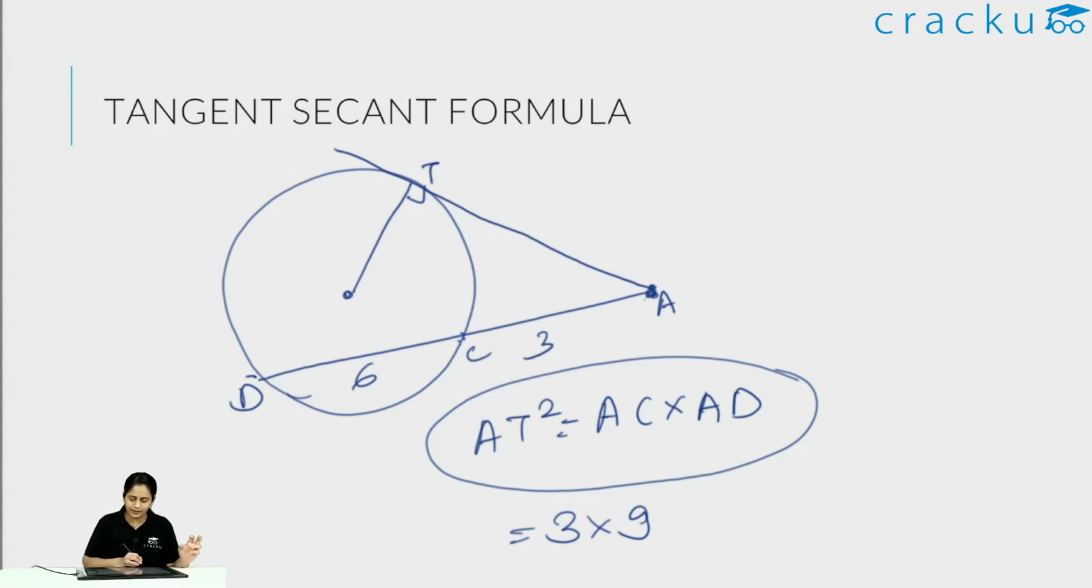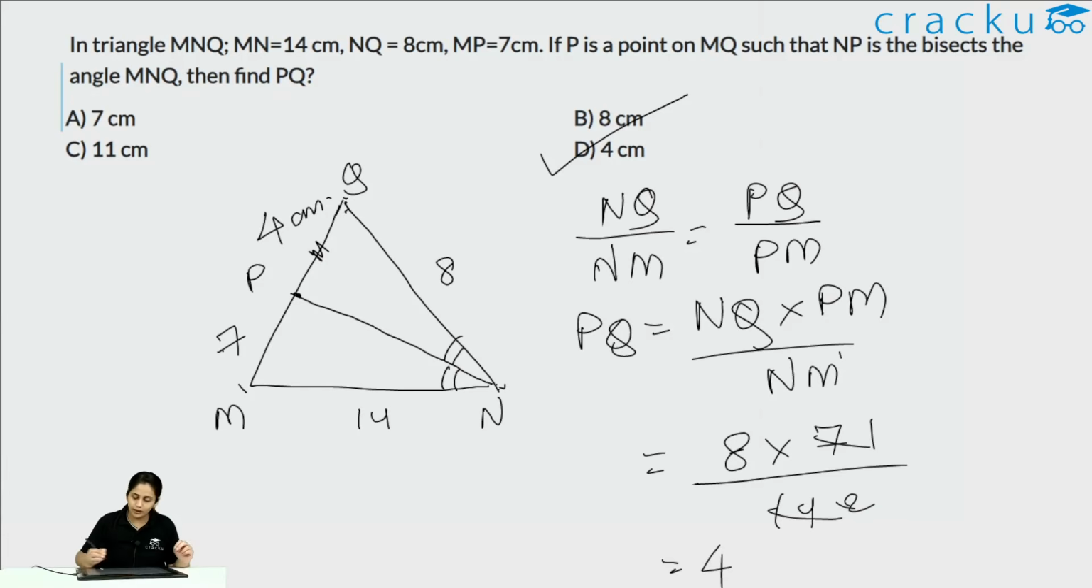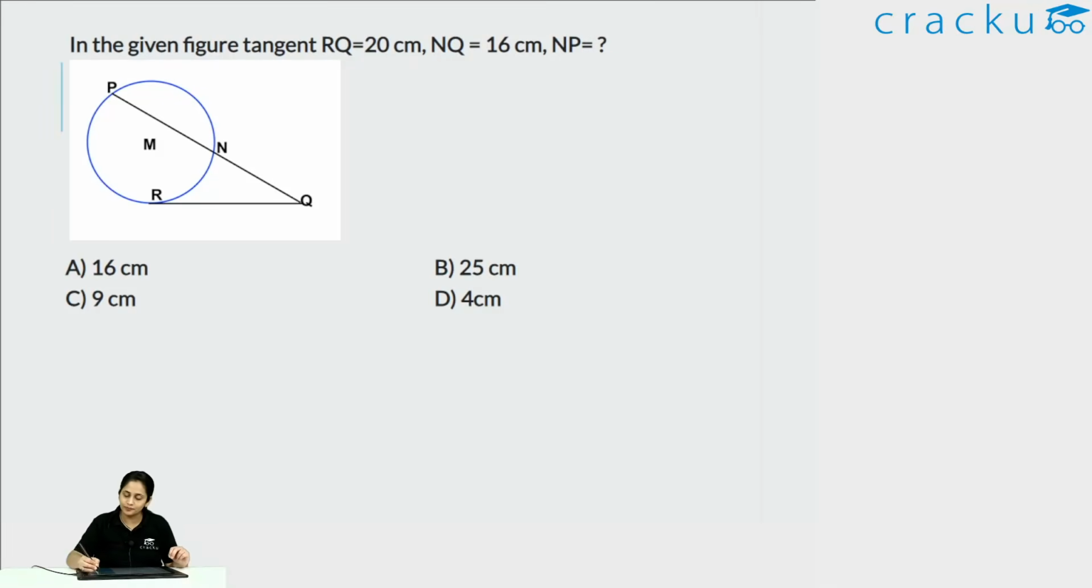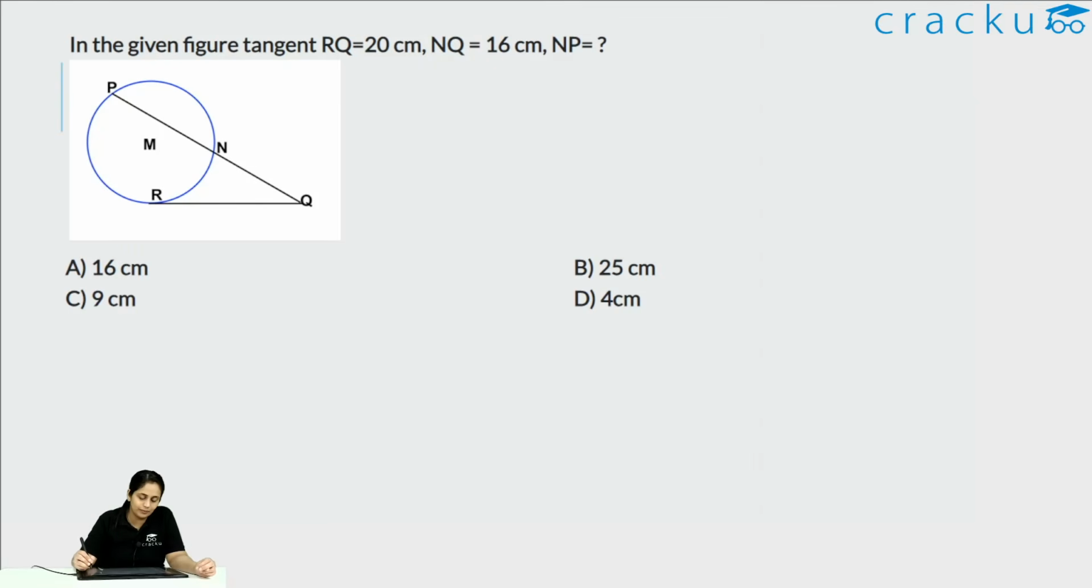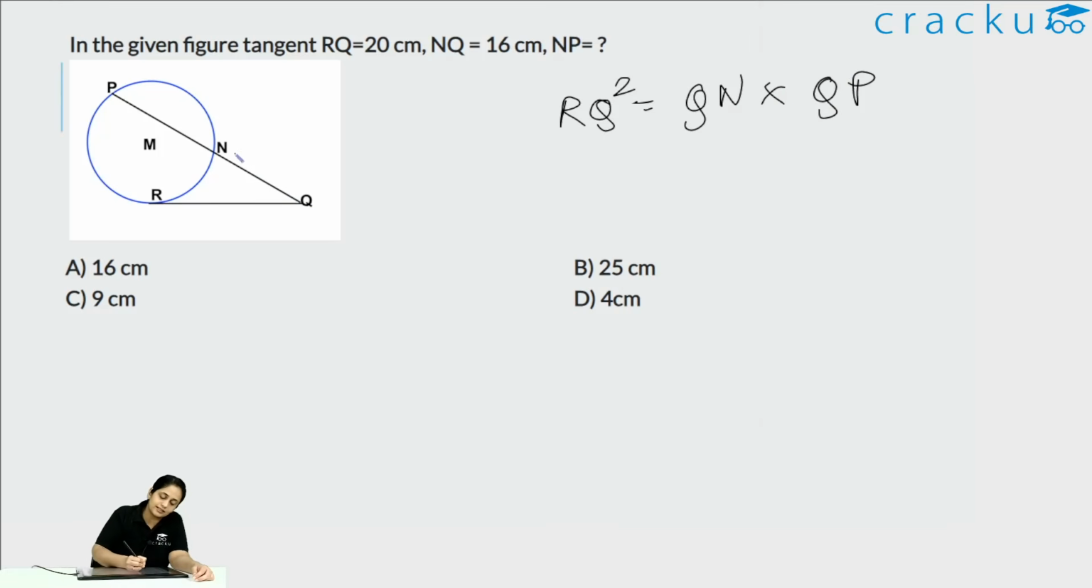Now let's take a look at a simple question from this. So consider the next question. In the given figure, tangent RQ is equal to 20 centimeters, NQ is 16 centimeters, then what is NP? According to our formula, RQ square, that is the tangent square, is equal to QN into QP. I always say from external point to nearer point, external point to farther point. So that makes you very conscious of the fact that you have to consider the full length.